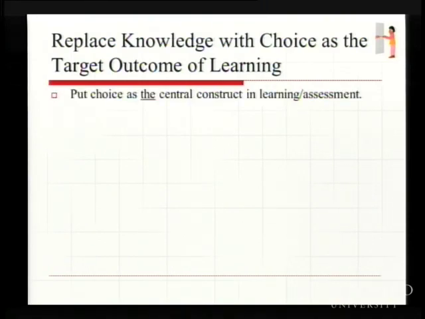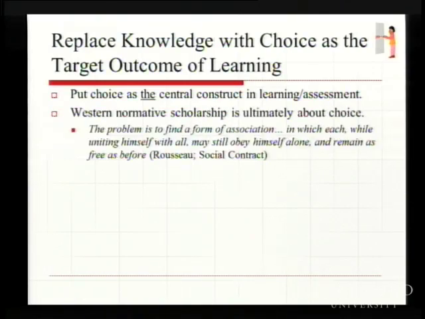So I want to replace knowledge with choice as the target outcome of learning. I want to put choice as the central construct of learning and assessment. The goal is not to measure their knowledge. The goal is to measure their choices. And I think almost all Western scholarship of significance is about choice. This is a quote from Rousseau that I love: The problem is to find a form of association in which each, while uniting himself with all, may still obey himself alone, and remain as free as before. The question is, how can we put constraints in which people are able to make intelligent choices and have the freedom to do so? It's the central issue.